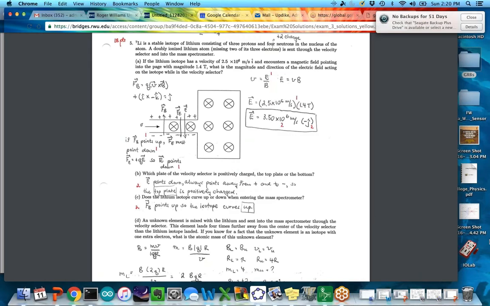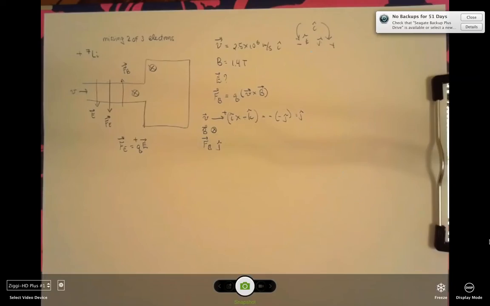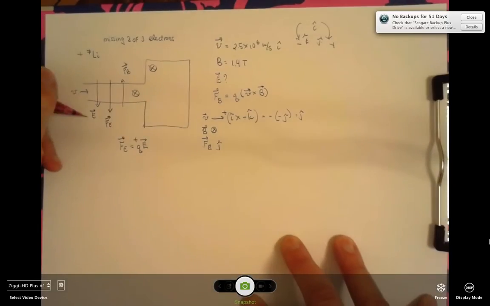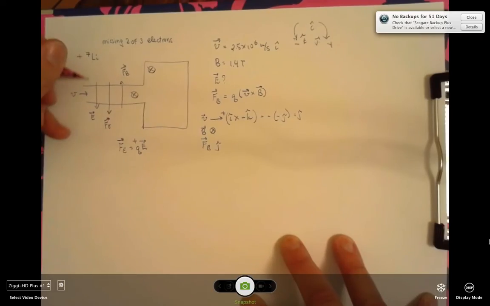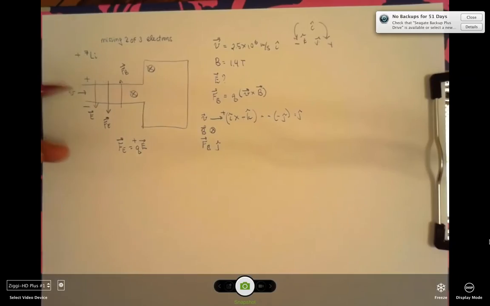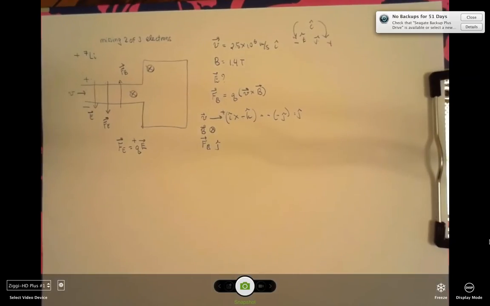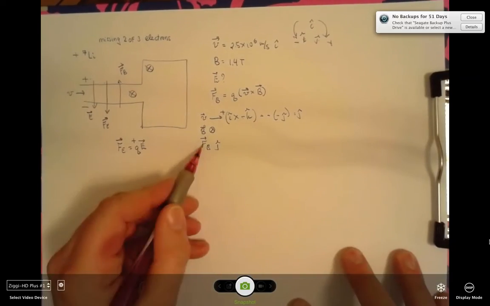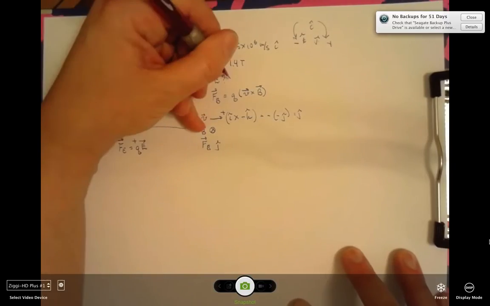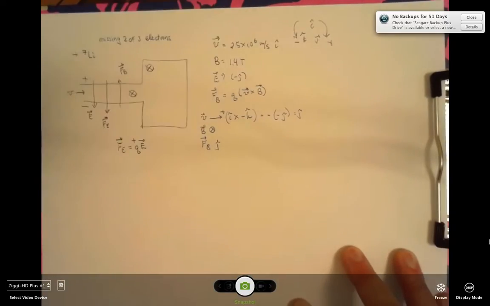This is part B of the problem, which asks which direction the field points. The field points away from the positive and towards the negative. So the top plate should be positive and the bottom plate should be negative, because the field points away from the top and towards the bottom. So E is pointed down, in the minus J direction.